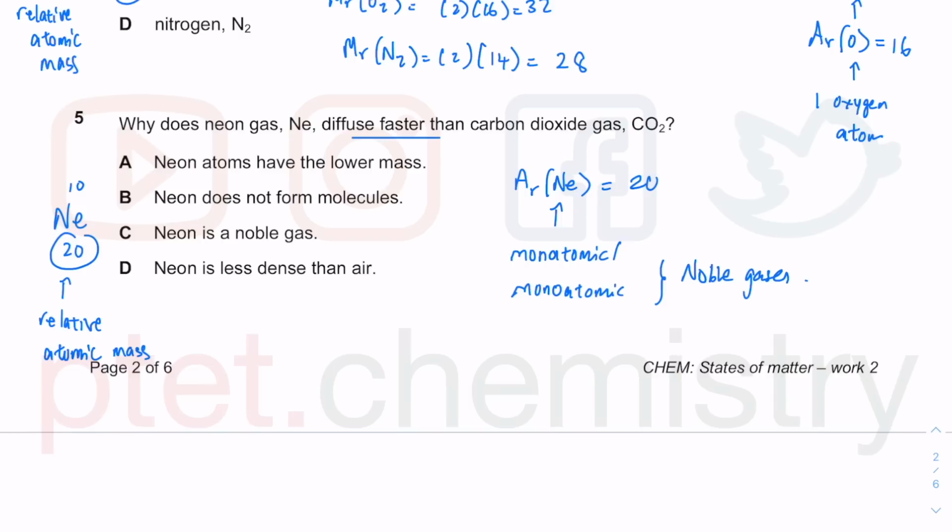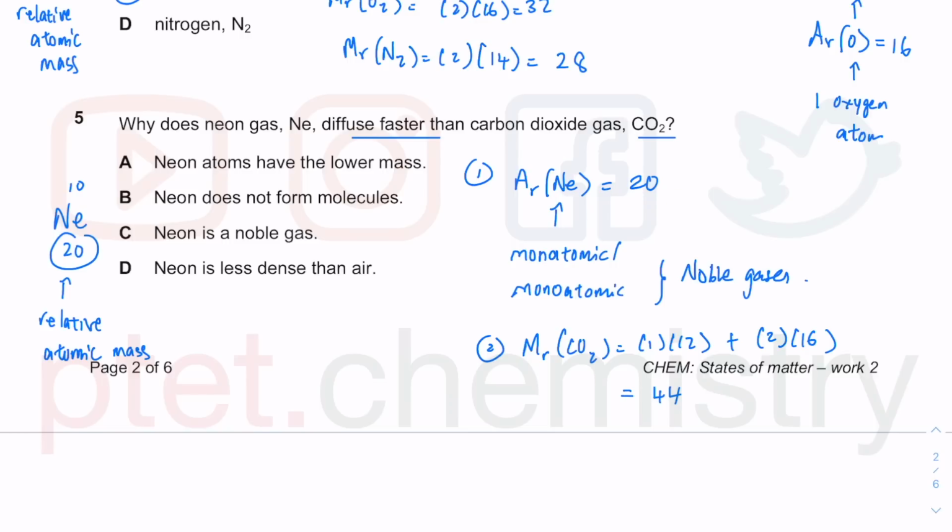That is just 20, but it's not AR for carbon dioxide, because AR is for one atom. MR is for one molecule, when you have more than 1 atom combined together. So you have 1 times 12, which is what we did in the previous questions, and 2 times 16 because you have 2 oxygens. Each oxygen has a relative atomic mass of 16 in the periodic table. So this is lighter than this. This has a smaller AR than this. Therefore, this will diffuse faster.